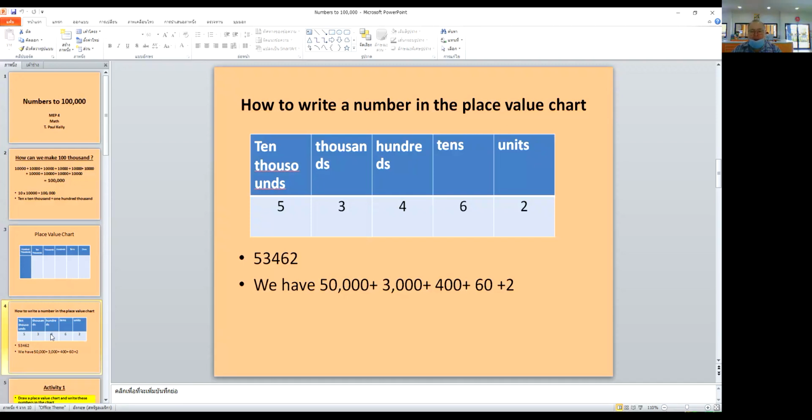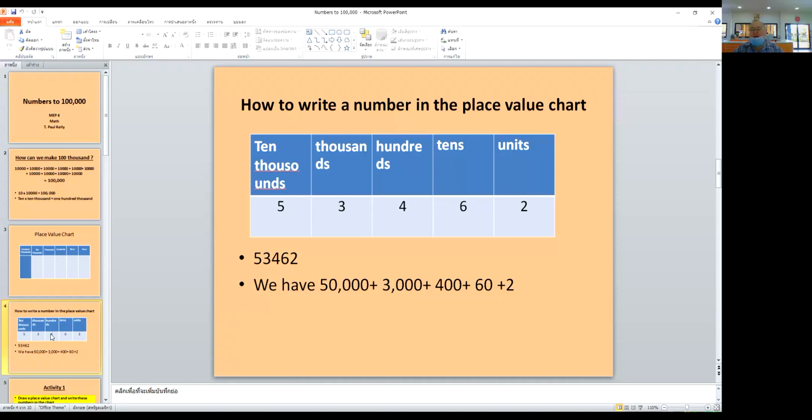Our tens number is 6. Our hundreds number is 4. The thousands number is 3. The 10,000 number is 5. And this number doesn't have 100,000, so we don't need to put a 100,000 box in there.